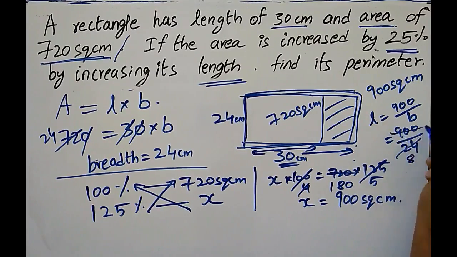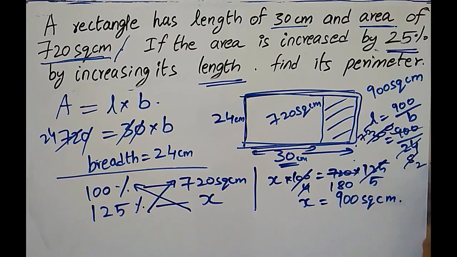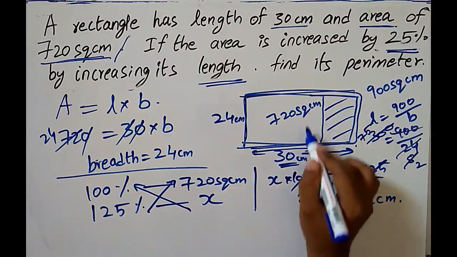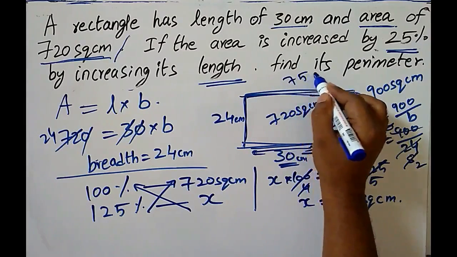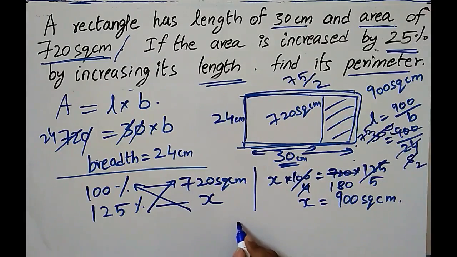3 8s are 24, 300 times. So 4 75s are 4 2s are... So we are getting 75 by 2 on one side. 75 by 2. What we have to find is the perimeter. So what is the perimeter?